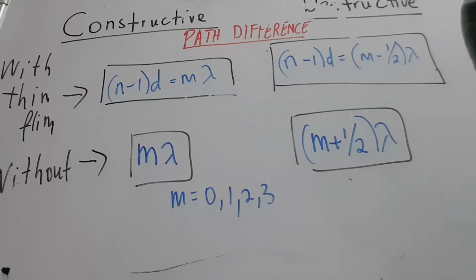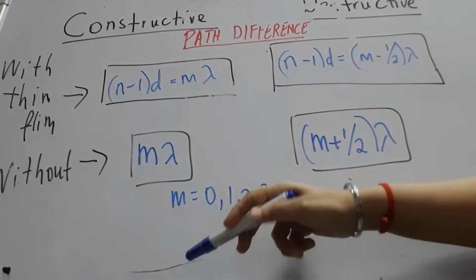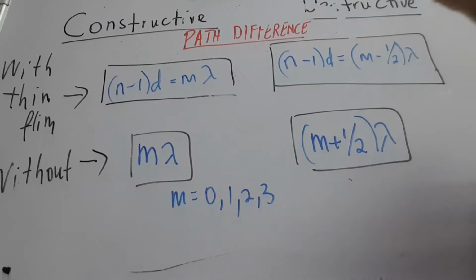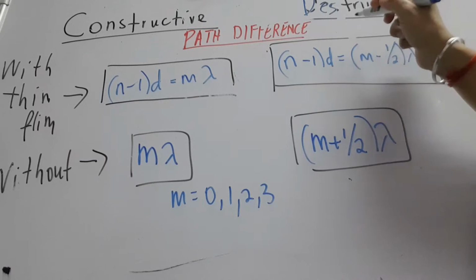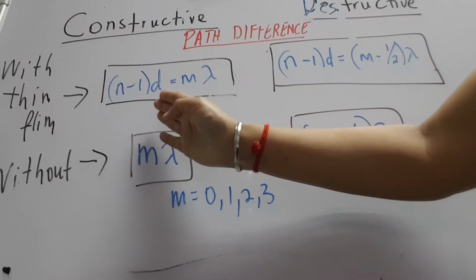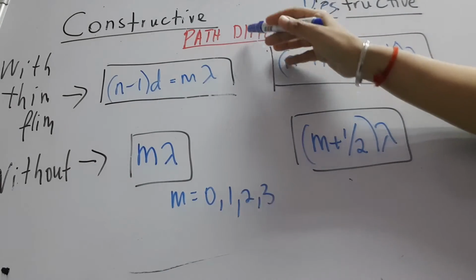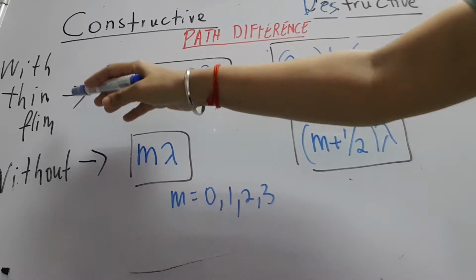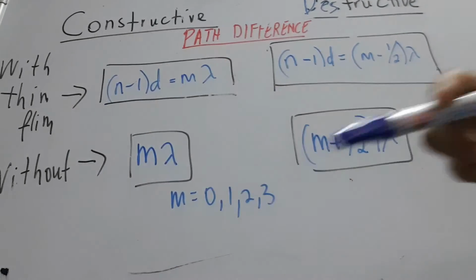Alright, so as you can see, this is the constructive interference path difference formulas, and over here is the destructive interference path difference formula. Now on my left here is with thin film. That means the path difference for constructive interference with thin film. This is without. Please write down the notes.